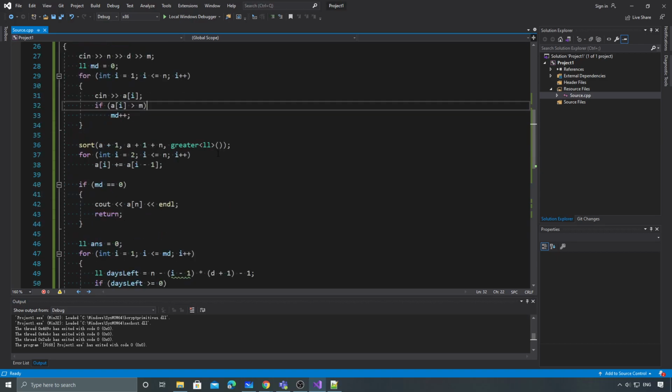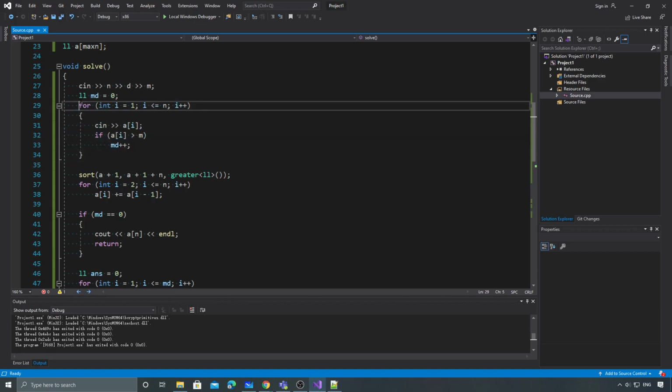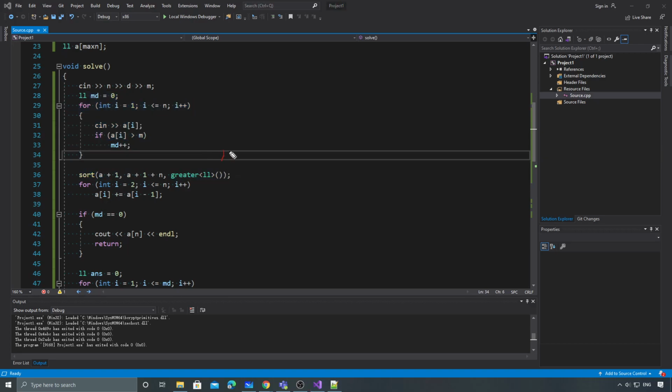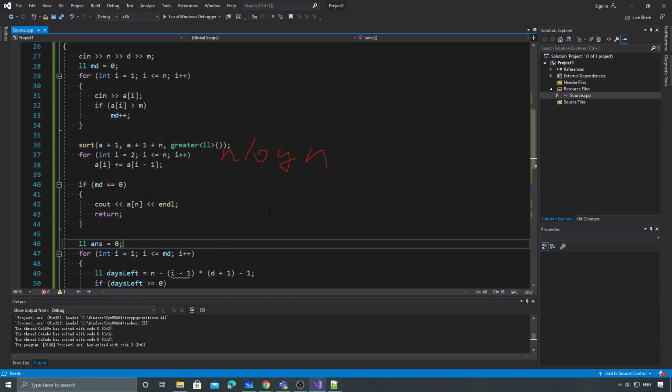Cool, so basically that's it. For time complexity, it's pretty straightforward. It's O of n. Sorry, it's not O of n, it's n log n because we have a sort. We have sorting here, n log n, and then here it's just O of n. So I think that's it for this problem.